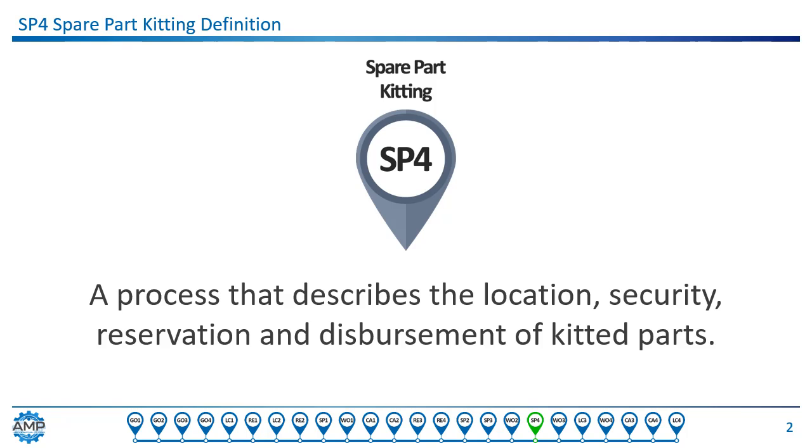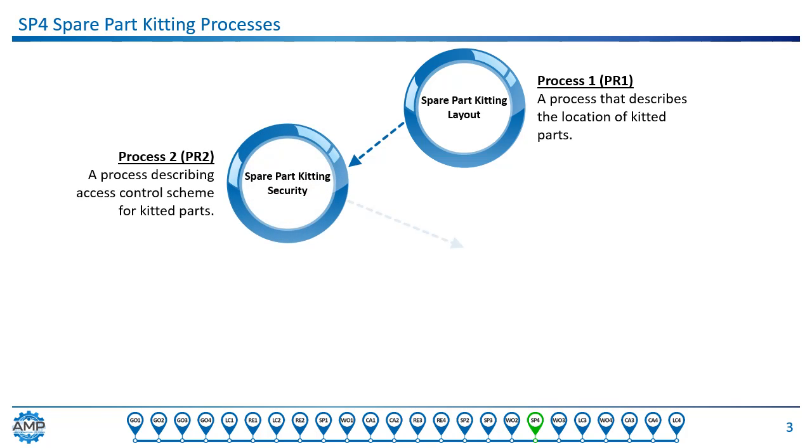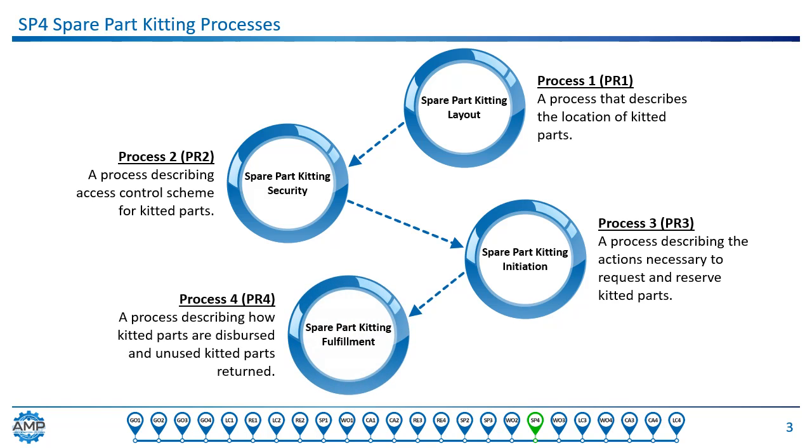Kitting parts processes define how to set up a kitting location and secure it, and how to initiate kitting and fulfill kitting requests. As with all functions, there are 4 processes associated with spare part kitting. The 4 processes are establishing and sustaining a kitting location, defining how a kitting area is accessed and controlled, developing a process to initiate kitting, and developing a process to fulfill kitting and return unused parts.